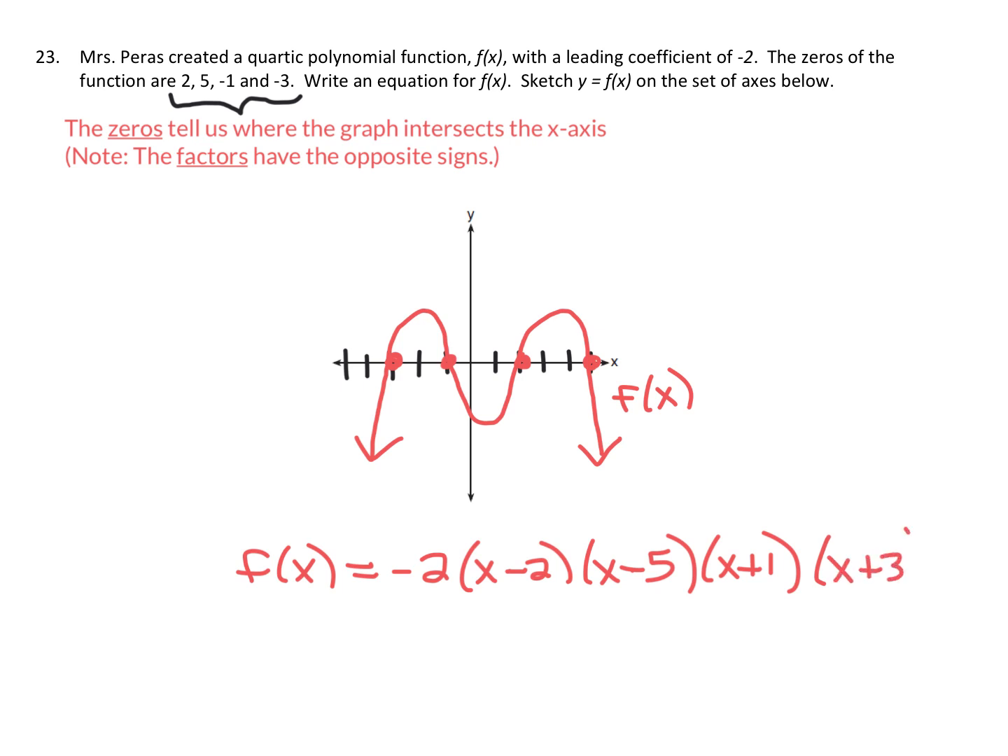Okay, they do not say to write it in standard form, so I would not multiply all that out. That's just leaving room for error there. If you leave it at this, this is full credit, so I would definitely leave my equation just like that.